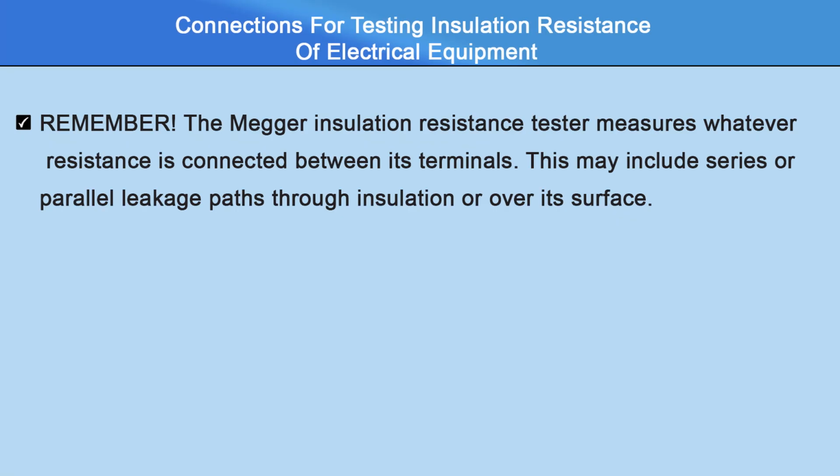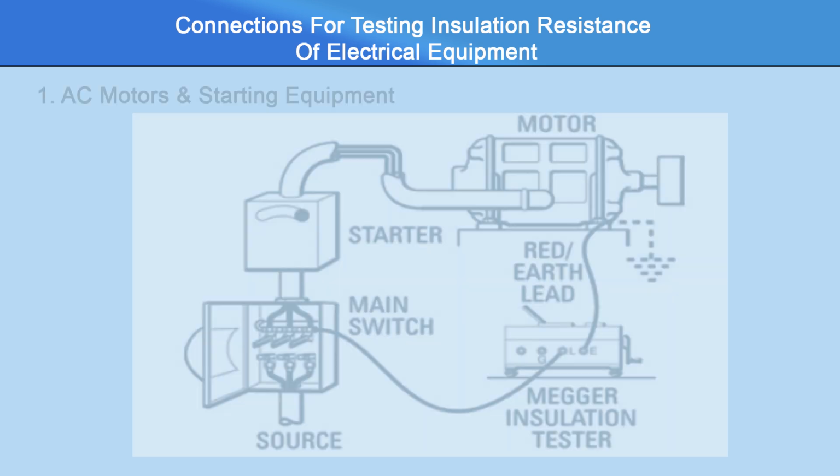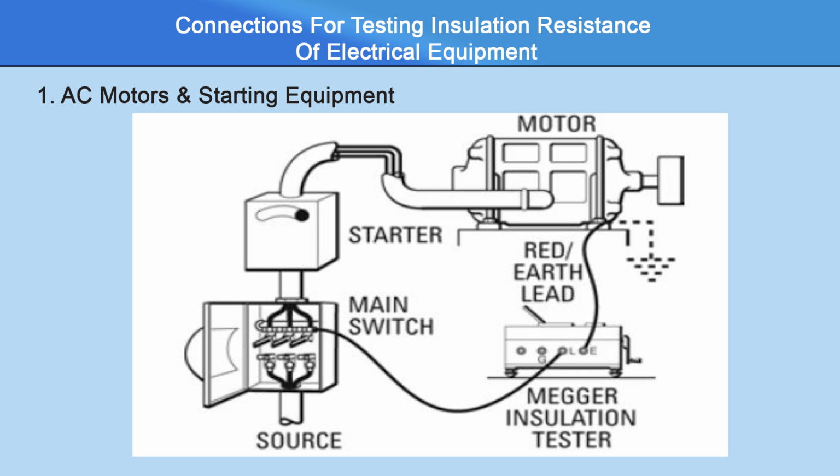Now let us discuss the different connections for testing insulation resistance of electrical equipment, one by one. So first is AC motors and starting equipment. In this we can see a megger insulation tester is connected with the starter and the main switch along with the motor. One terminal from the megger is connected to the frame or earth lead of the motor and the second terminal is connected to the main switch, and this is shown in figure 9.